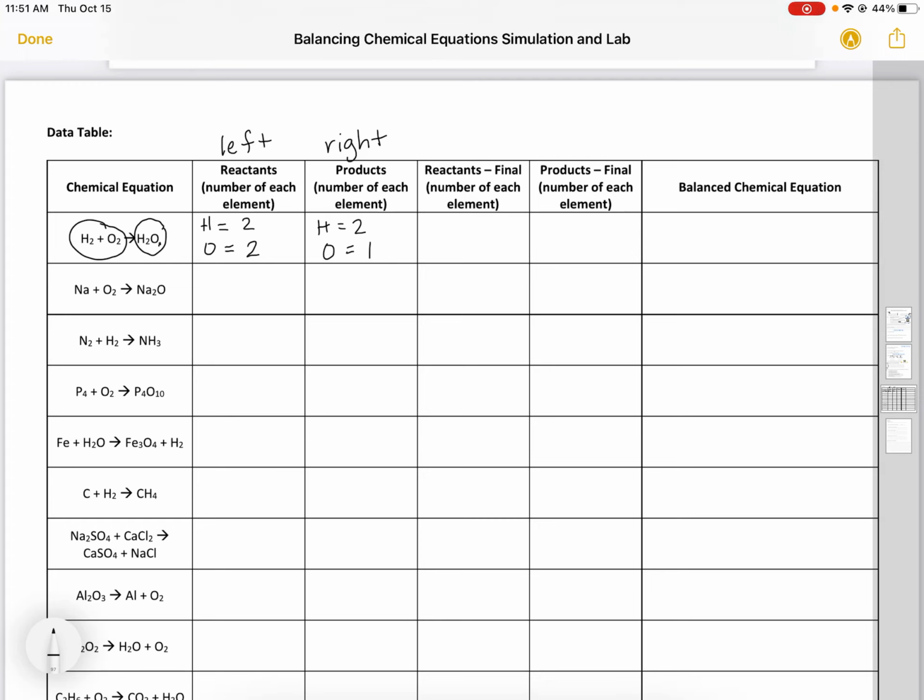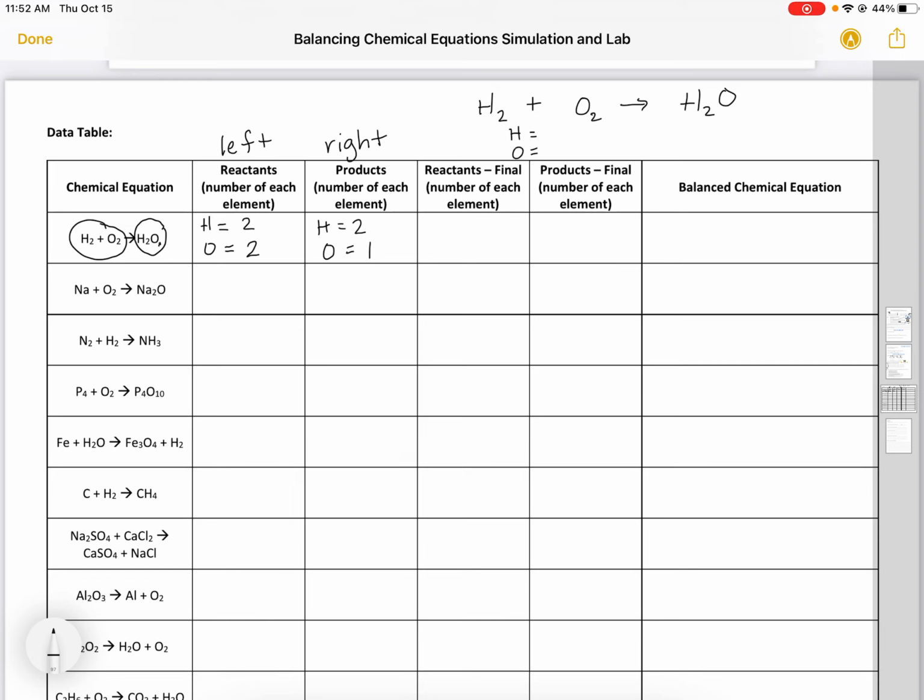So as we can see, our hydrogens right now are balanced. We have 2 on each side, but our oxygens are not. We have 2 oxygens on the left, but only 1 oxygen on the right. So our goal would be to then go and balance this equation. So let's say here, I'm going to put this up here. We have H2 plus O2 gives us H2O. And I would go through and actually do this on a separate piece of paper, just so you have room to work.